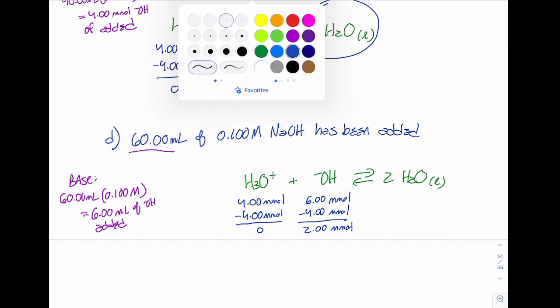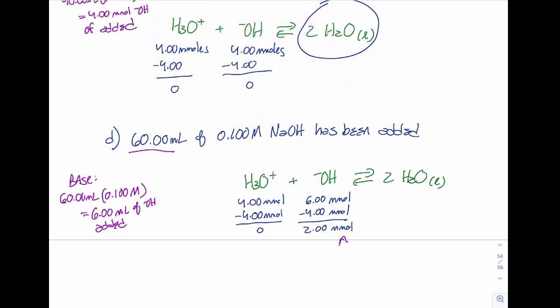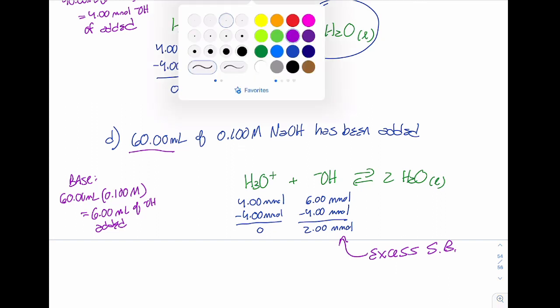So what we have at this point is excess base. And it's strong base, excess strong base. So we're going to calculate the pH like you would for any strong base solution, right? We need to figure out the concentration of hydroxide ions. Then you can either figure out the pOH and subtract from 14, or you can divide it into Kw to get the hydronium ion concentration and take the negative log of that.